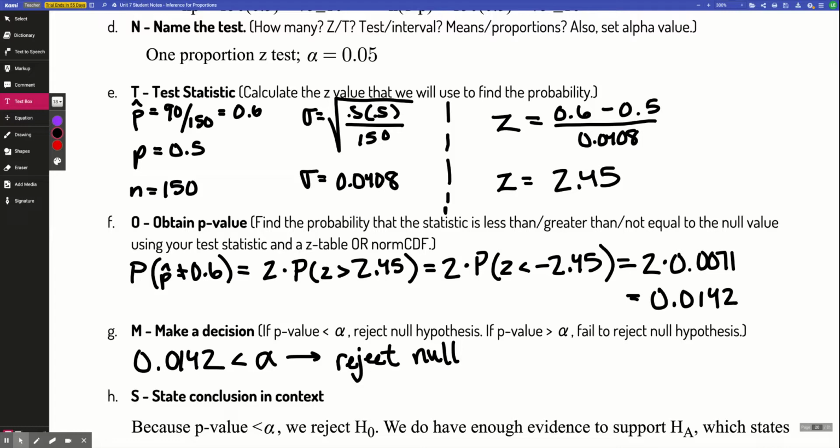Okay. Now, up to this point, the only difference from the one-tailed tests that you've done was in the hypotheses. Once you get to this O step, you also are going to have a slight difference, which is we are finding the probability that P hat is not equal to 0.6. That's 2 times the probability that Z is greater than 2.45. Or you could write it as 2 times the probability that Z is less than negative 2.45, right? It's either greater than the positive Z value or less than the negative one, because we're dealing with 2 tails here. That's why you're multiplying by 2. And the normal distribution is symmetric, right?